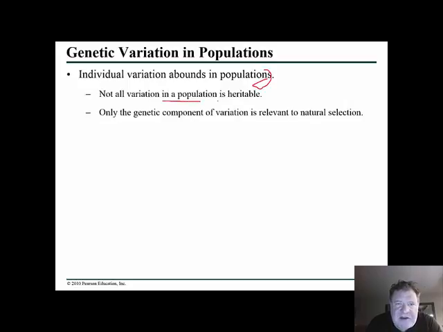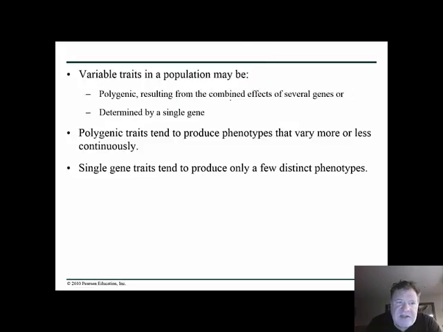Not all variations in the population are heritable. Only a genetic component of variation is relevant for natural selection. And so variable traits in the population may be polygenic, resulting from the combined effect of several genes, or determined by a single gene.